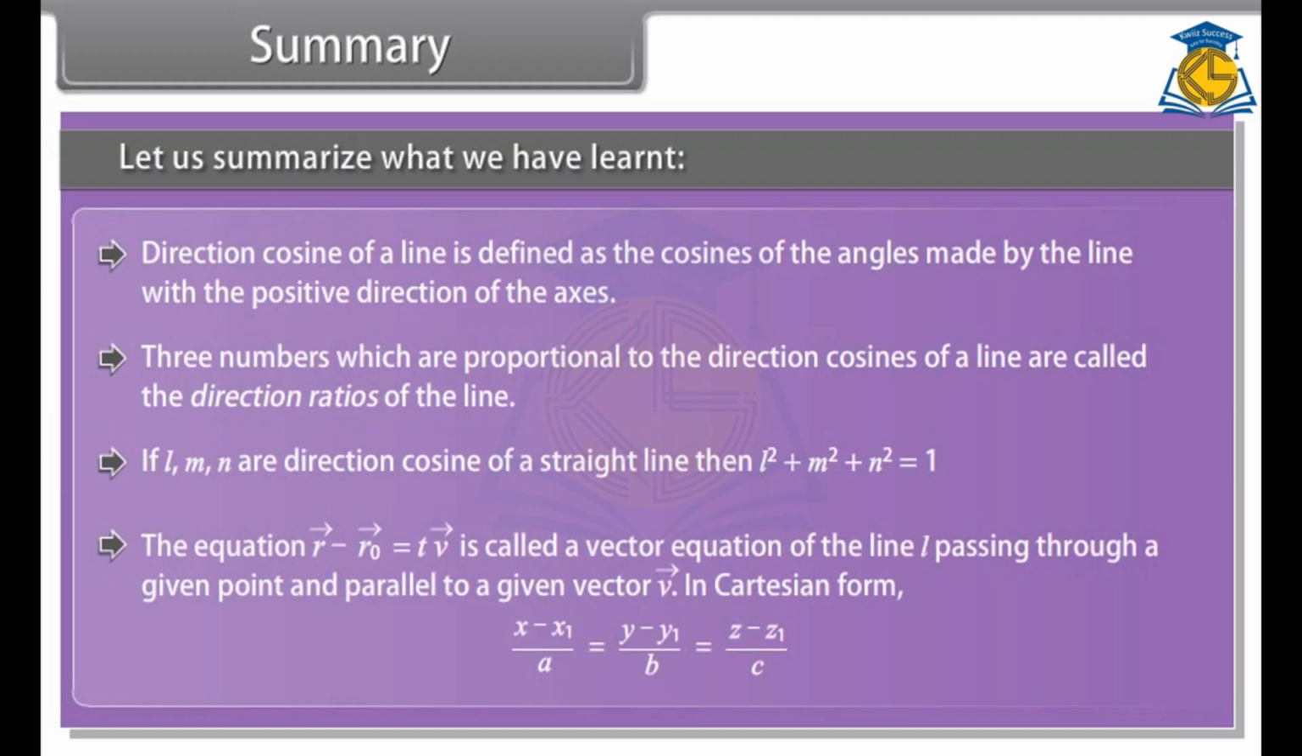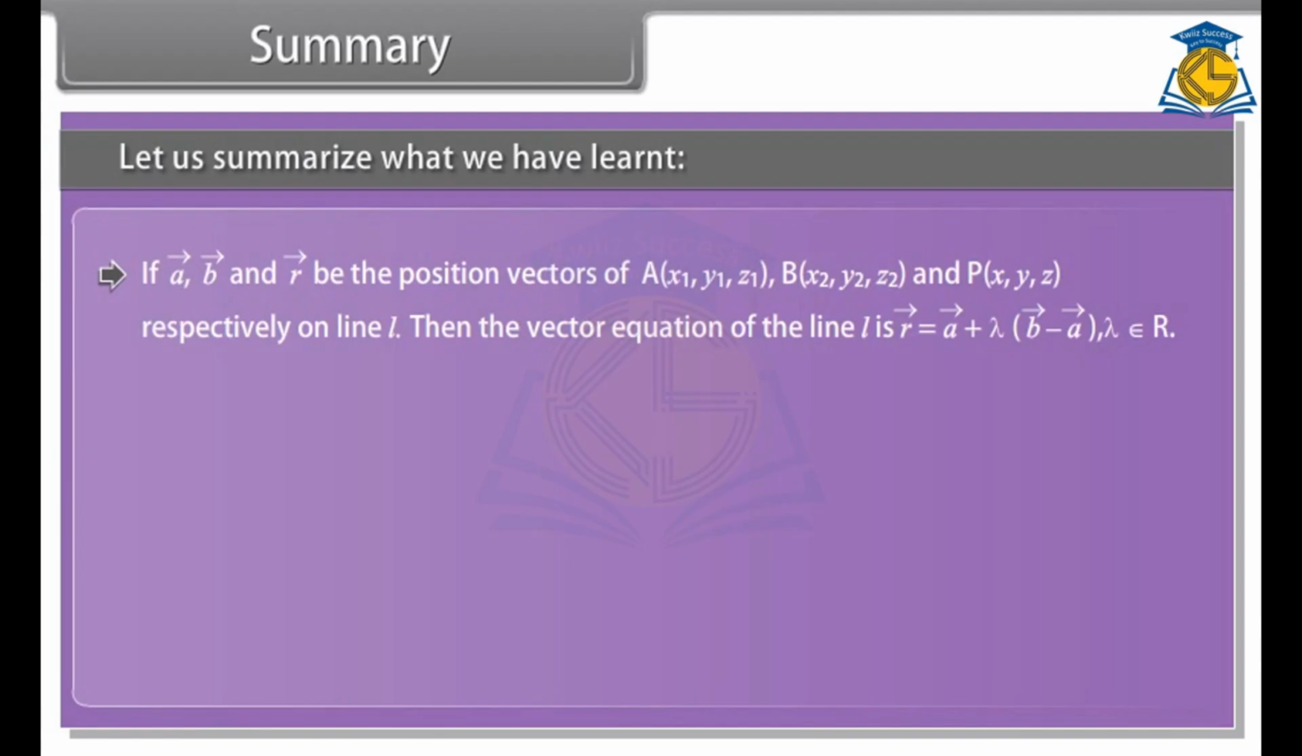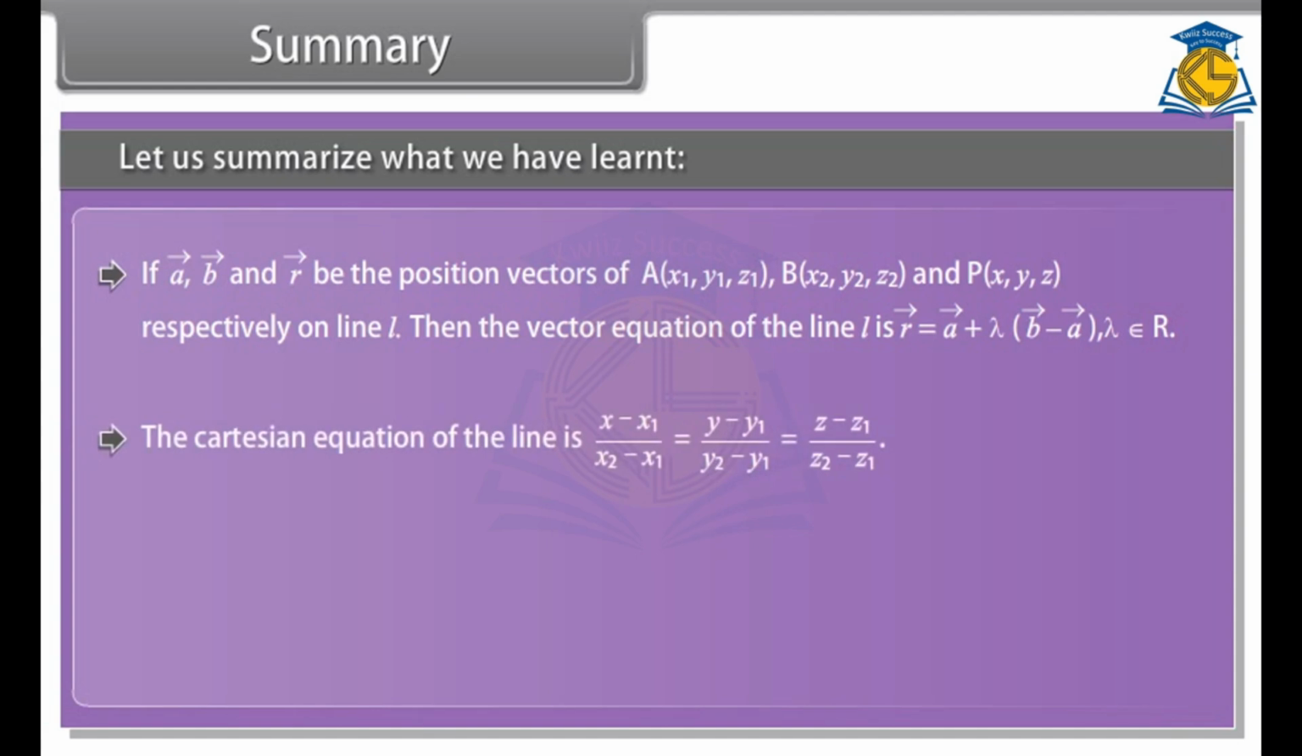In Cartesian form, if vectors A, B, and R are the position vectors of A (x1, y1, z1), B (x2, y2, z2), and P (x, y, z) respectively on line L, then the vector equation of the line L is vector R equals vector A plus lambda times vector B minus vector A. Lambda belongs to real numbers. The Cartesian equation of the line is x minus x1 by x2 minus x1 equals y minus y1 by y2 minus y1 equals z minus z1 by z2 minus z1.